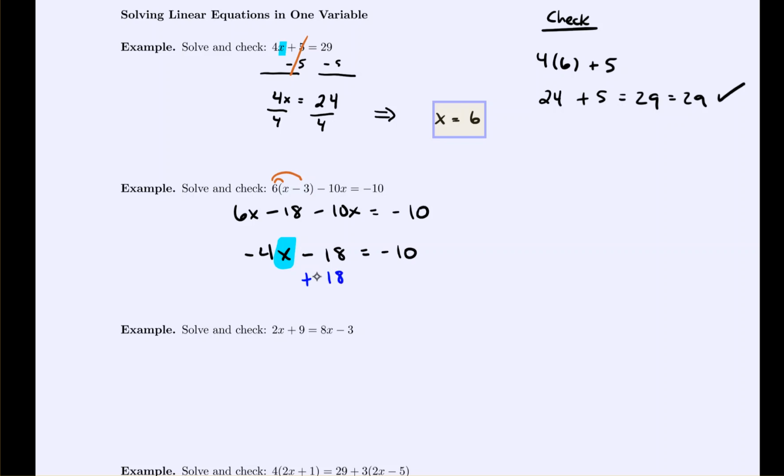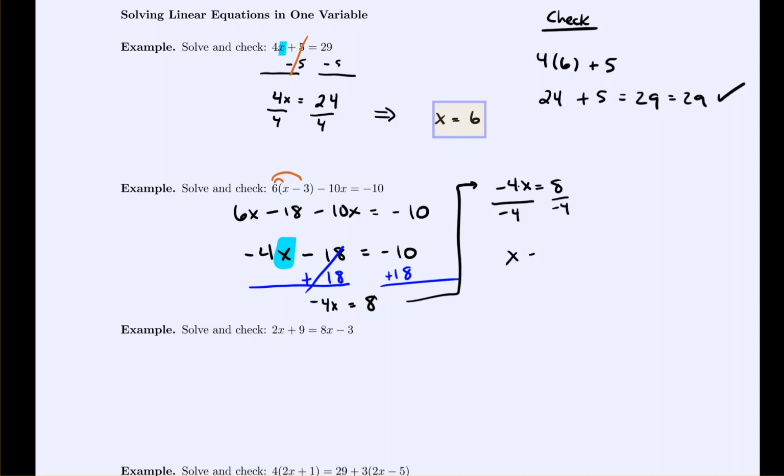18 is negative, so if we do the opposite of adding a positive 18, what that will do is completely cancel it from the left side because negative 18 plus 18 is 0. And that will leave us with just a negative 4x on the left. But we've done it to the other side to keep the expression equal. Negative 10 plus 18 is a positive 8. Negative 4x equals 8. So we will divide both sides by negative 4 because it's currently being multiplied, so we do the opposite. 8 divided by negative 4 is negative 2.